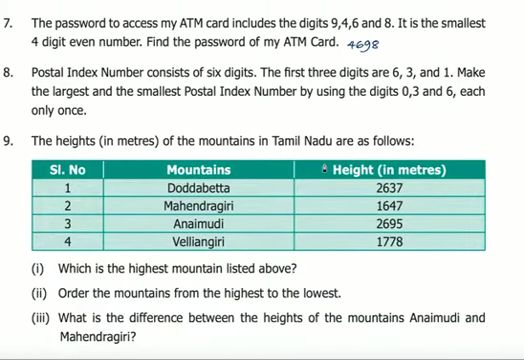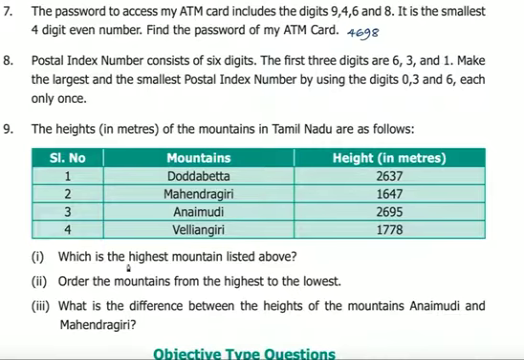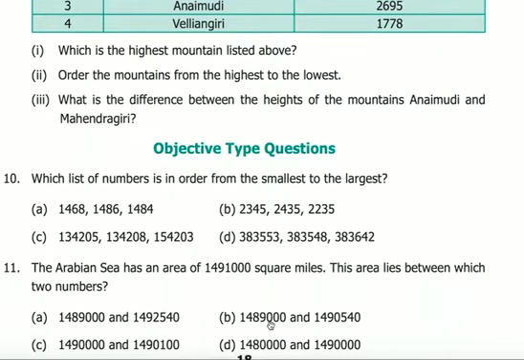The heights of mountains in Tamil Nadu: Dobbabetta, Mahendragiri, Anaimudi, Velayanagiri. So which is the highest mountain listed above? This is the highest mountain listed above, Anaimudi. Order the mountains from the highest to lowest: Anaimudi, Dobbabetta, Velayanagiri, Mahendragiri. What is the difference between the heights of the mountain Anaimudi and Mahendragiri? Anaimudi is this, Mahendragiri is this. 2695 minus 647. Write the difference.